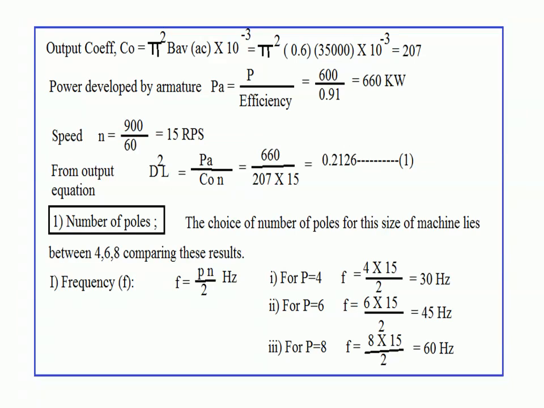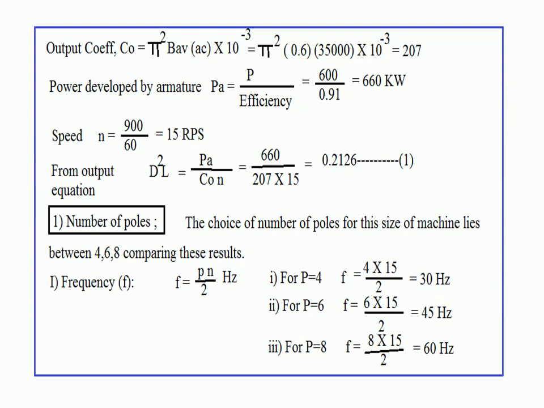Then you can go for the output coefficient. B average is given in this problem. Then the power developed by the armature, again given the problem is a generator, is P divided by efficiency, and we are going to get 660 kilowatt. Speed is 15 rps. From the output equation, D square L is 0.2126. Here one important thing: the number of poles we have to design.